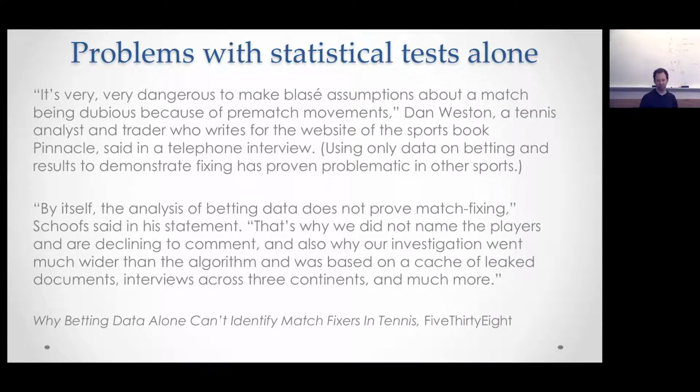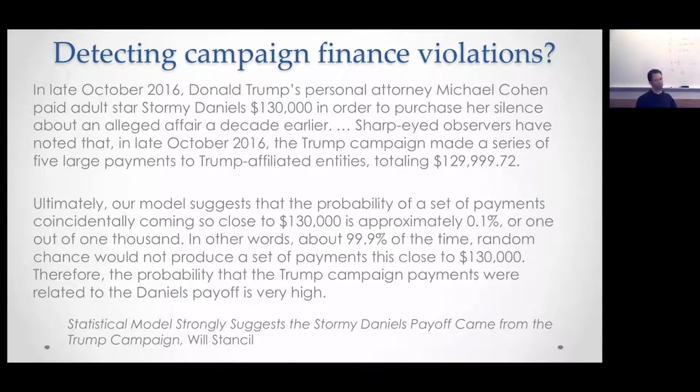Rounding out our discussion of what I'm going to call pure significance testing. You'll see why in a second. This is a fascinating article, which was originally on Medium. Someone discovered that there were a series of payments just before October 28, 2016, which was the date of the contract between Stormy Daniels and Trump. There were a bunch of campaign finance payments that totaled almost exactly 130,000.